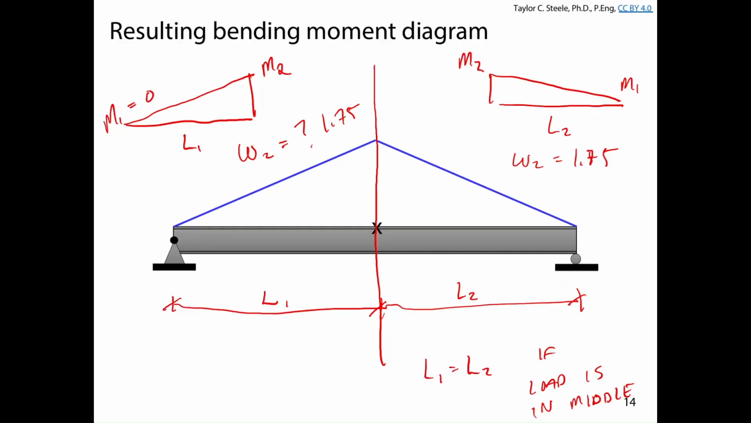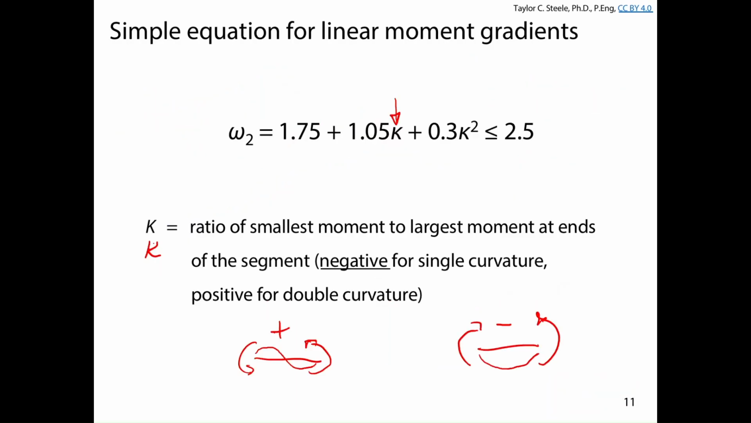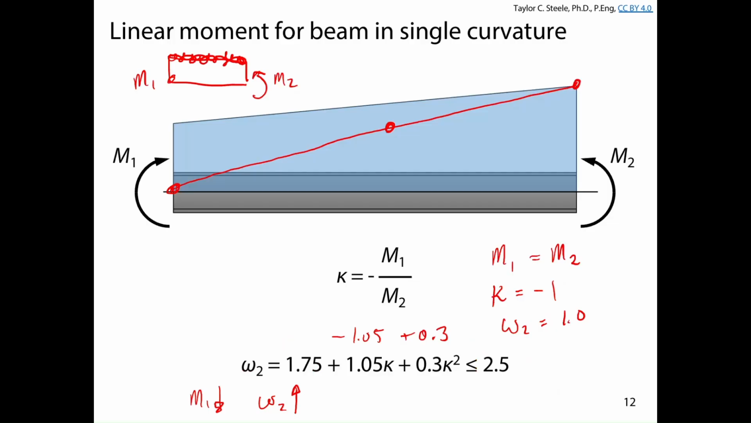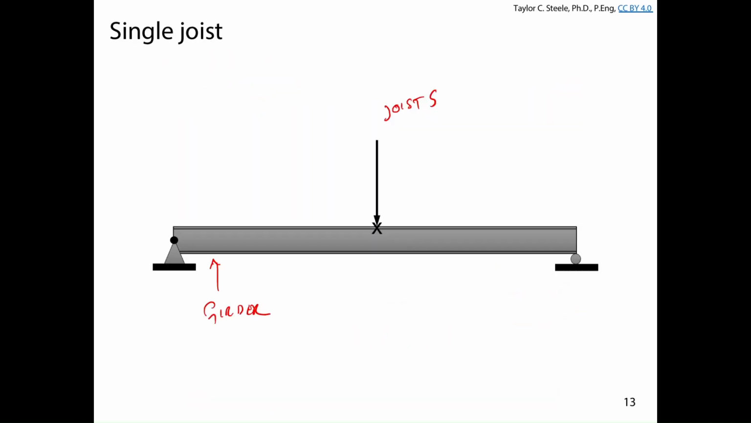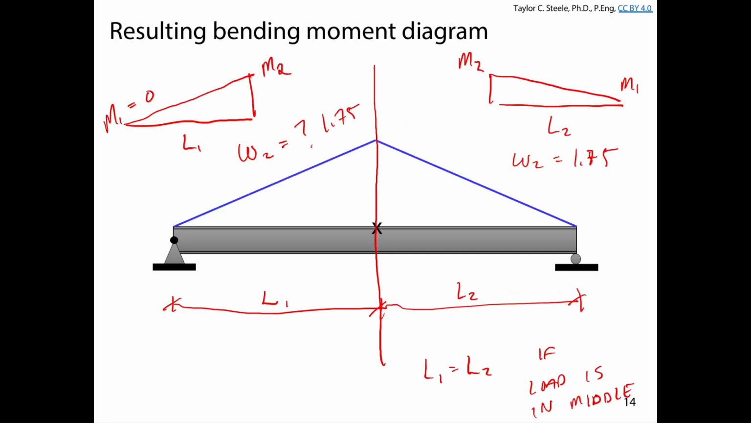So far we've seen an equation that we can use to calculate Mu, or omega 2, to increase Mu depending on the moment gradient. We've seen from the equation that omega 2 is 1 if M1 is equal to M2, which makes sense. And it's equal to 1.75 for a situation where we might have a moment diagram that looks something like this. Does anyone have any questions about any of the things we've talked about so far before we continue on through a few different cases? Okay. So that's the case of a single joist.